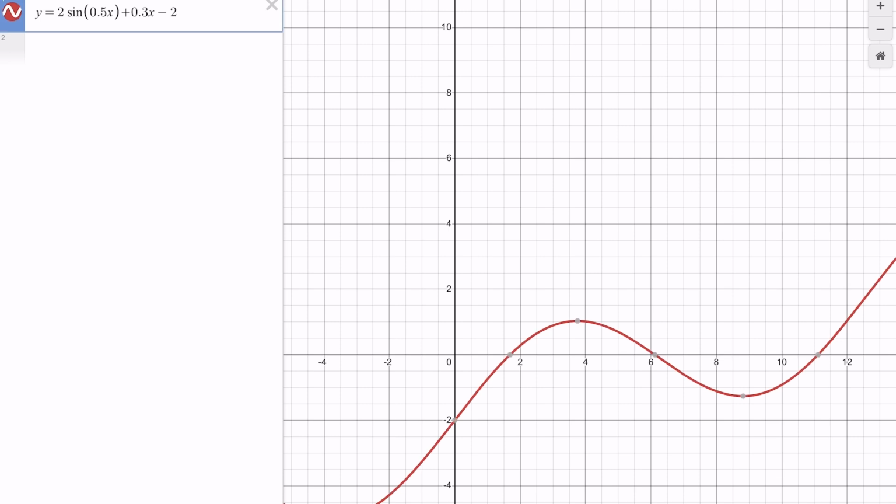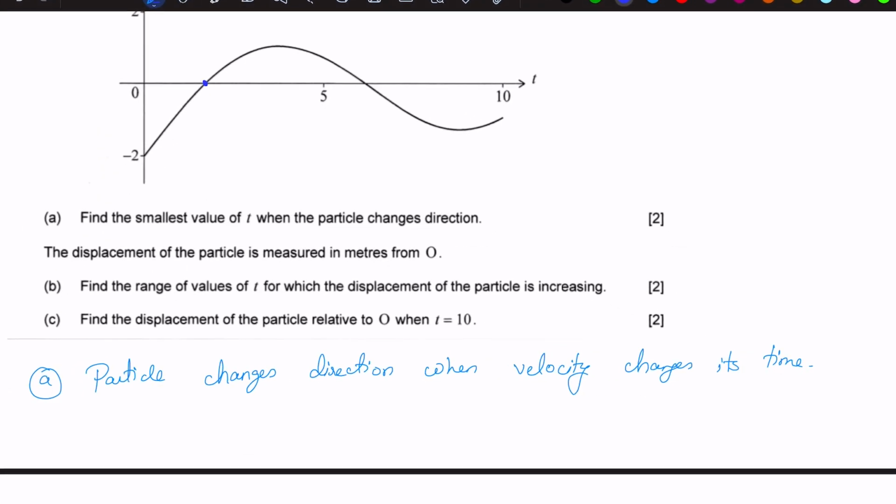So this is our curve, and we can clearly see this is the first point, this is the time we need. This is the point where the particle changes its velocity. So from the graph, the value of t would be 1.687 seconds. This is the answer to part A.